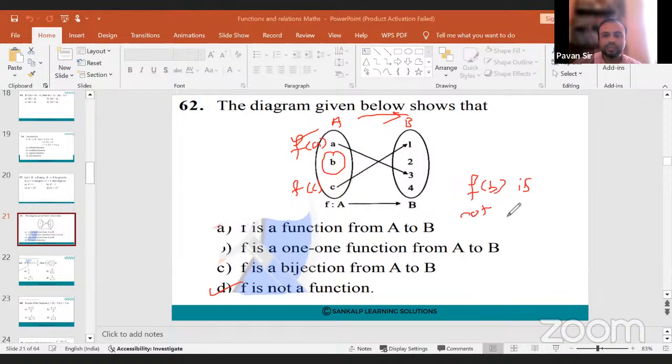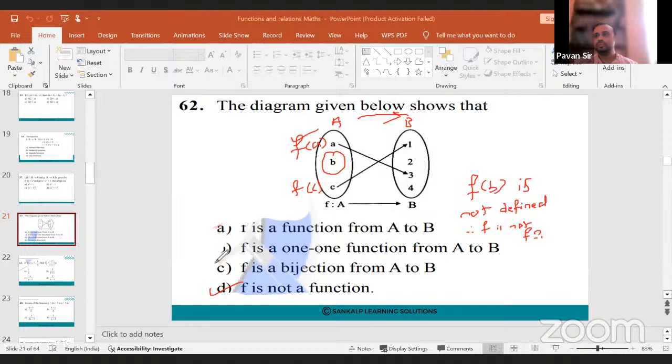F of B is not defined. Therefore, F is not a function. You can write it down. Sometimes, if I only write it diagrammatically, you will not understand, so I wrote this definition. You write it down if you want.